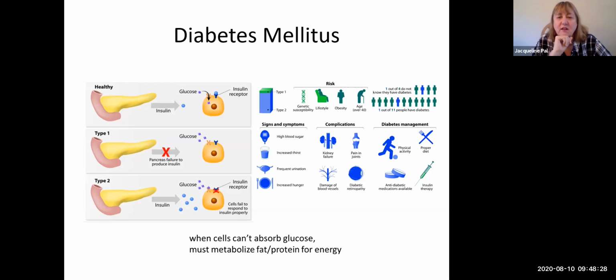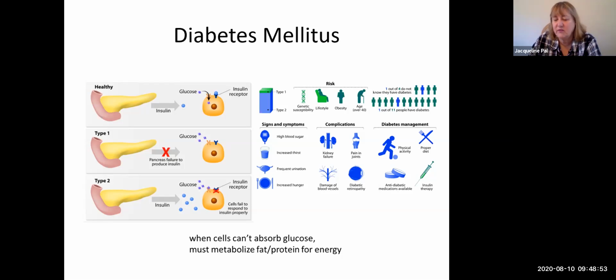So here's just a little graphic showing you that the vast majority of people, more than 90%, are type 2 diabetics. As for risk factors, it's in about 9% of the population, and 25% of the folks with diabetes are unaware that they have diabetes because they don't go for their routine screenings.